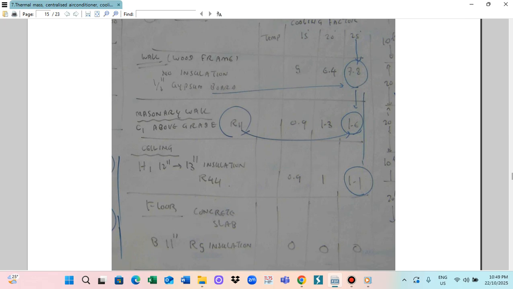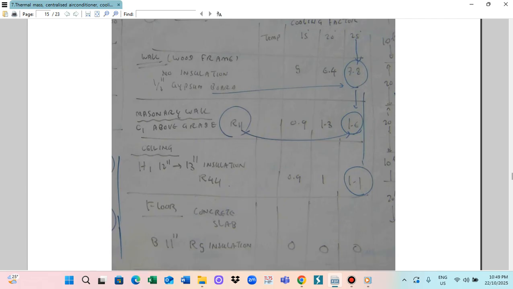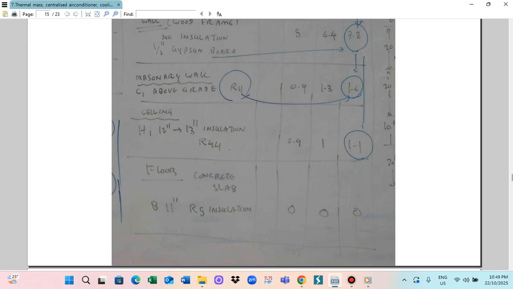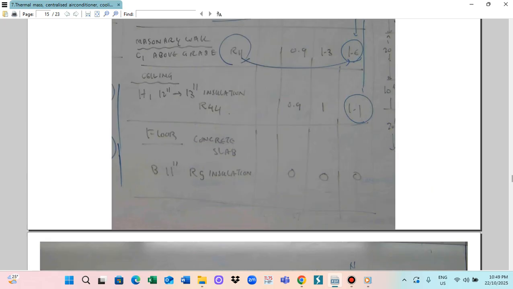The east wall is made of timber, so R11 gives the insulation, with half-inch board, and the north, south, and west walls are masonry walls. So this is R11 insulation. And also the ceiling. The ceiling is plasterboard, with 12 to 13 inches of insulation. The rating is R44. And also you see the W3 window.